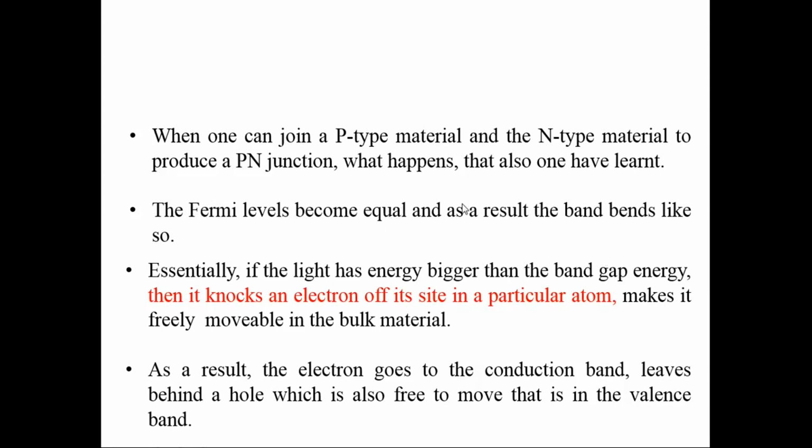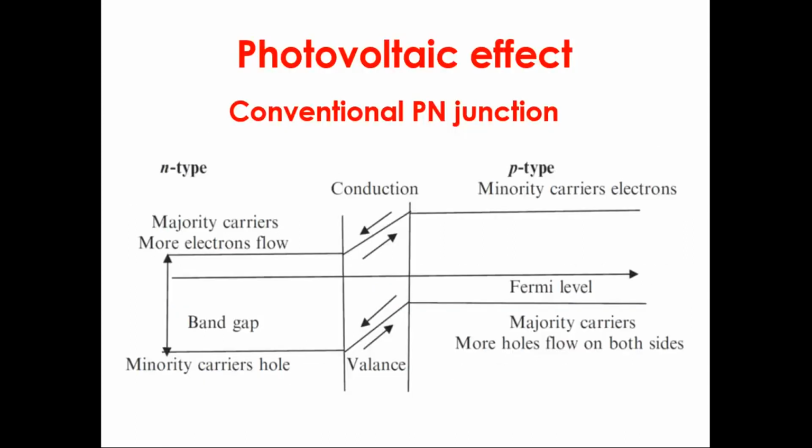Essentially, if the light has an energy bigger than this band gap energy, then the electrons will be knocked off in the particular atom and become freely movable in the bulk material. As a result, the electron goes into the conduction band and leaves behind the hole, which is also free to move, in the valence band.